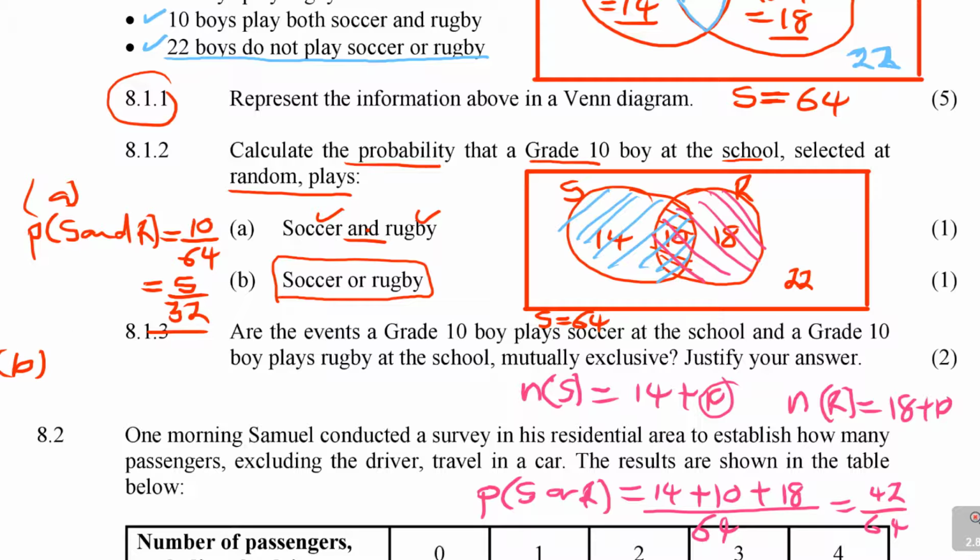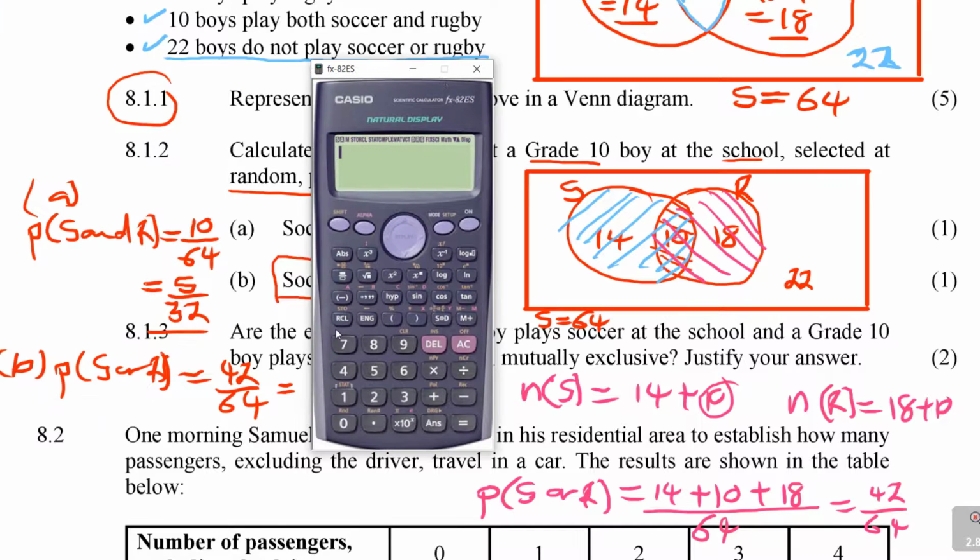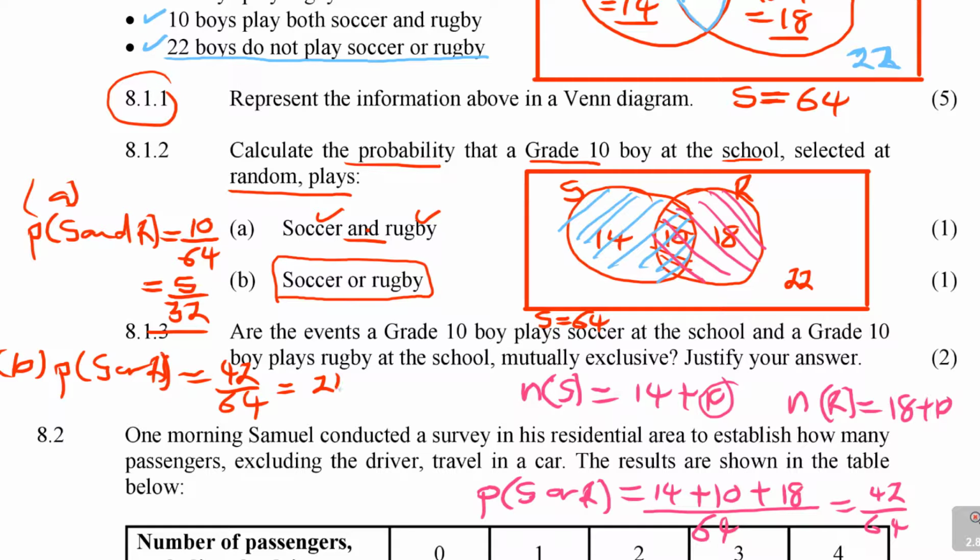So if you write your answer, the probability of S or R is equal to 42 over 64. If you want to simplify this further, it will be 21 over 32. So that is that, guys. This is an introduction to Venn diagrams.